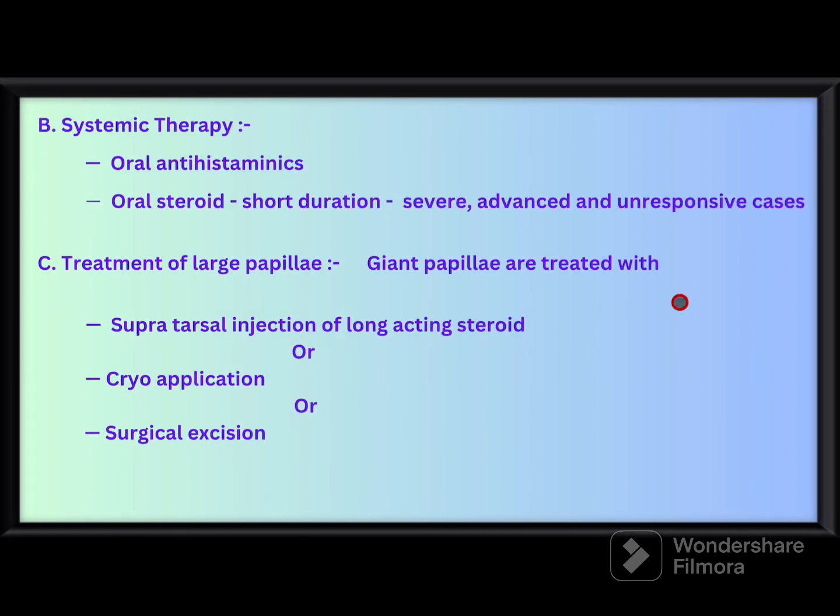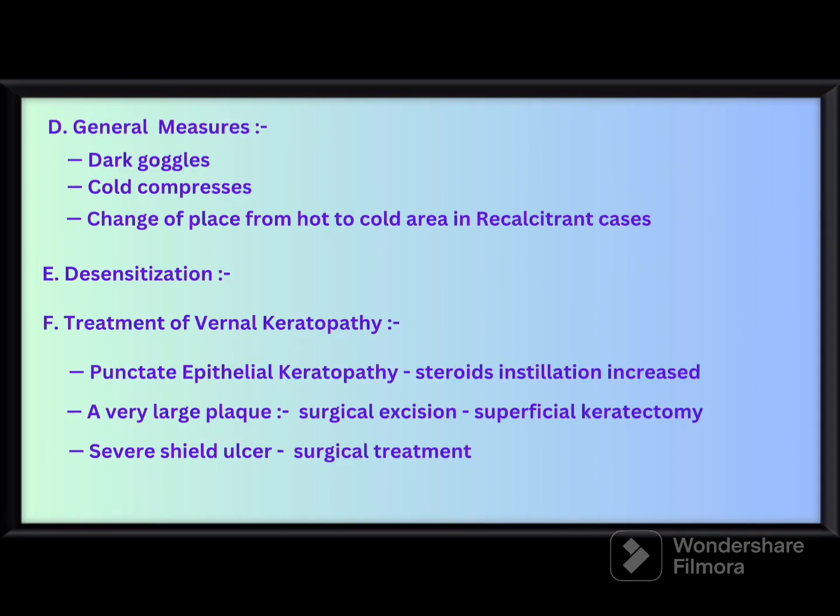Okay. So what is the systemic therapy? In systemic therapy, you can either give oral antihistaminics or oral steroids. Antihistaminics will provide relief from itching in severe cases. How about the steroids? You should always give them for a short duration, and in advanced, very severe and non-responsive cases only. How do you treat the large papillae, the cobblestone or giant papillae? They are treated with either supratarsal injection of long-acting steroid, or cryo application, or surgical excision for extraordinarily large papillae.